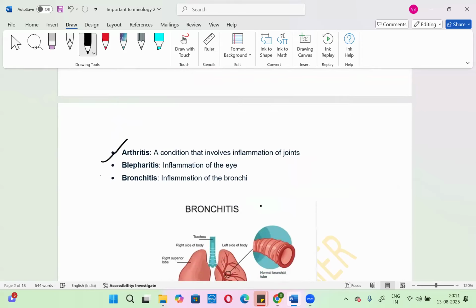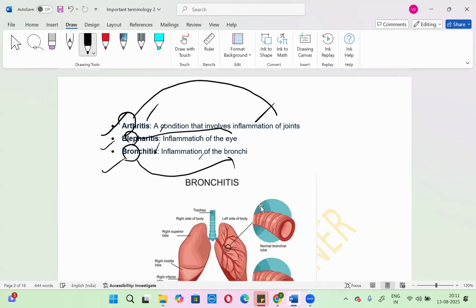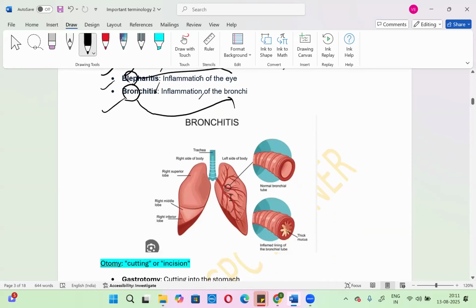Arthritis, blepharitis, bronchitis. Now, what is itis? Itis is there in all three words. Nothing but inflammation. Where is the inflammation? Arth, joint; blephar, eye; bronchi, of the lungs, which are nothing but the airways. So in this way, you can see the itis.